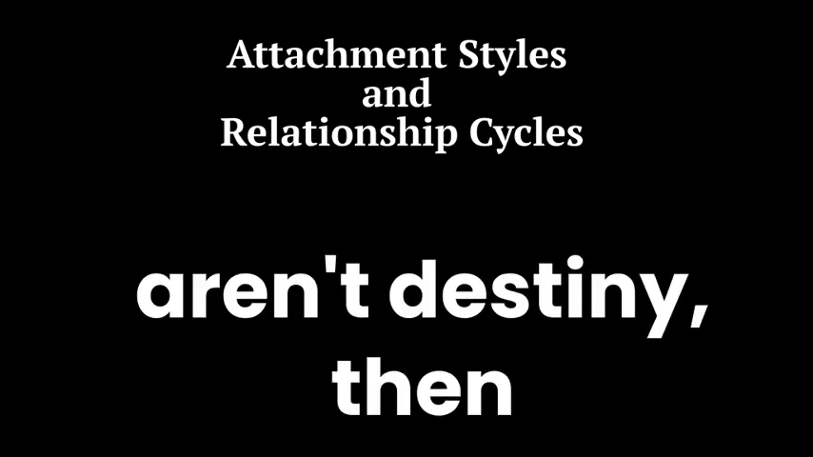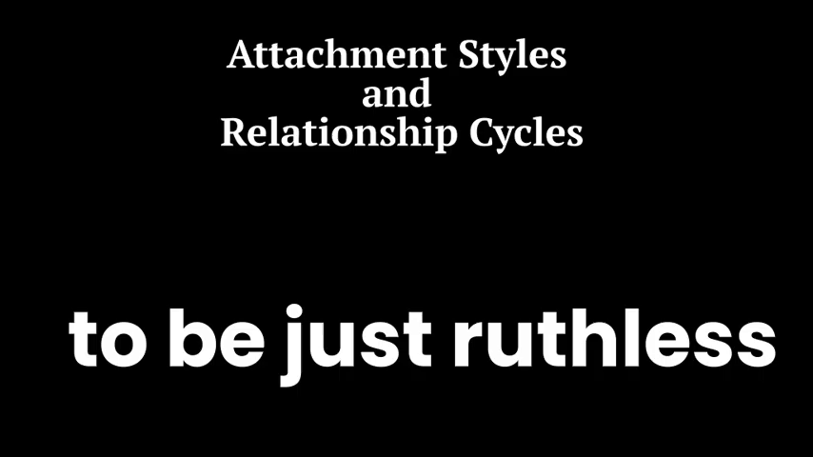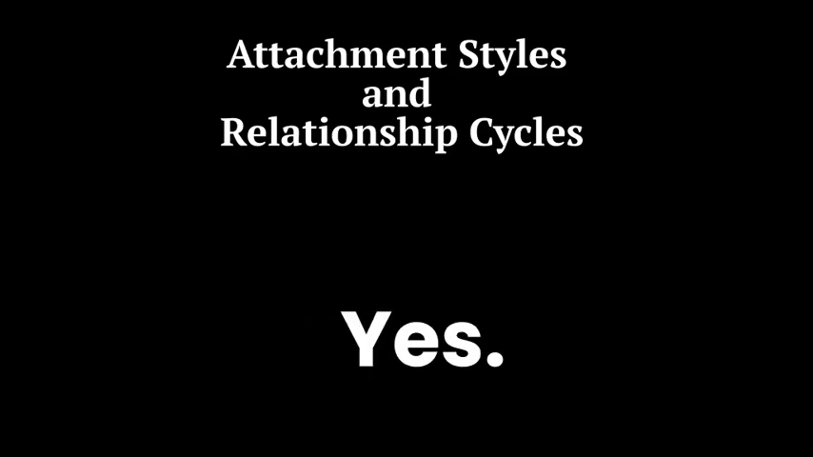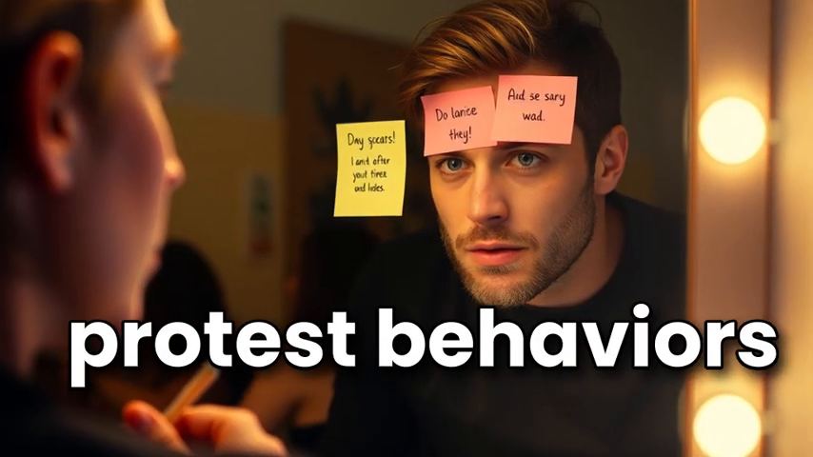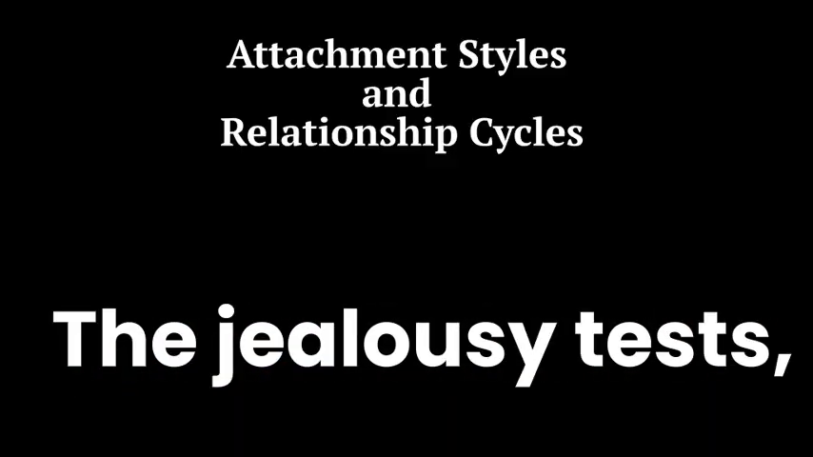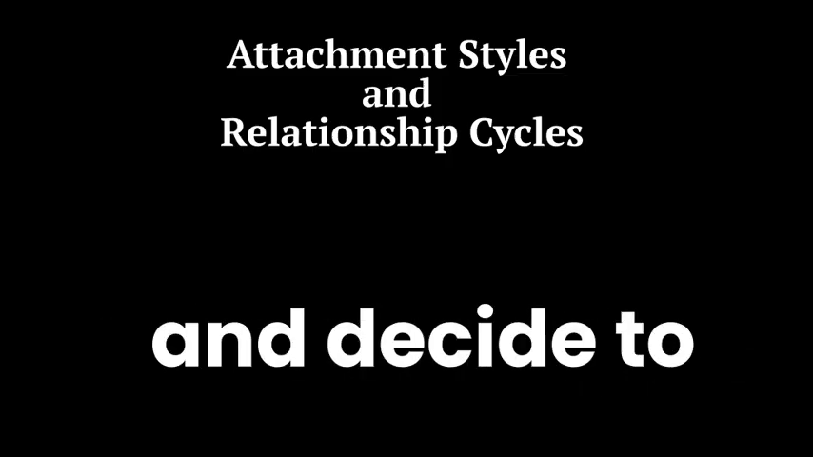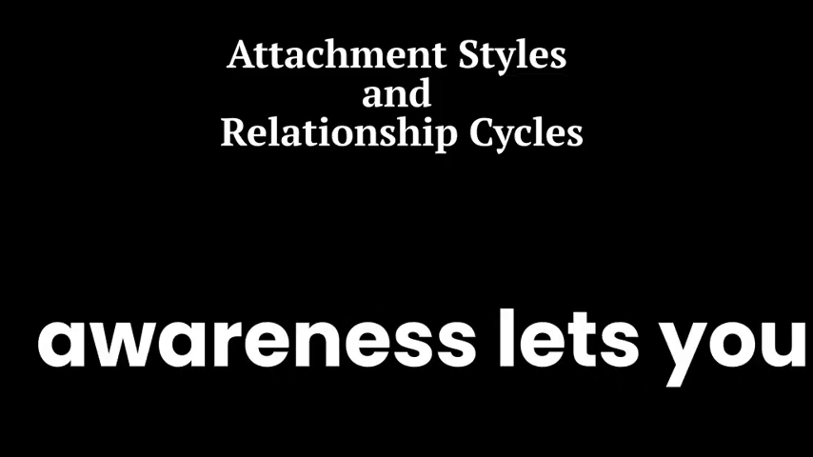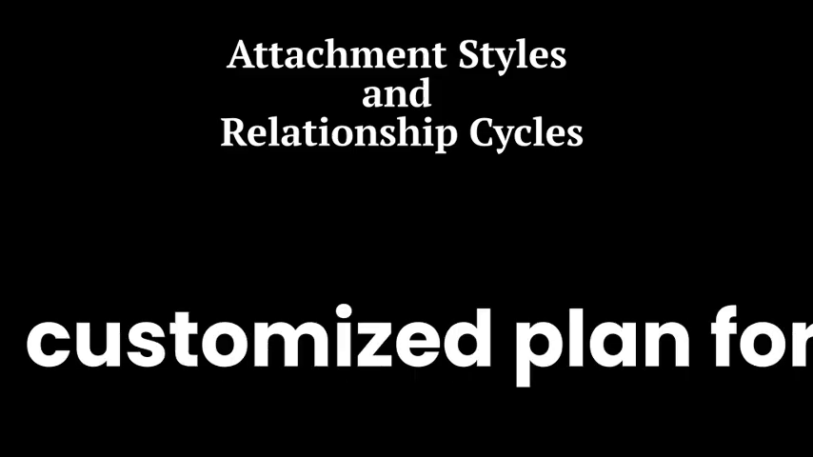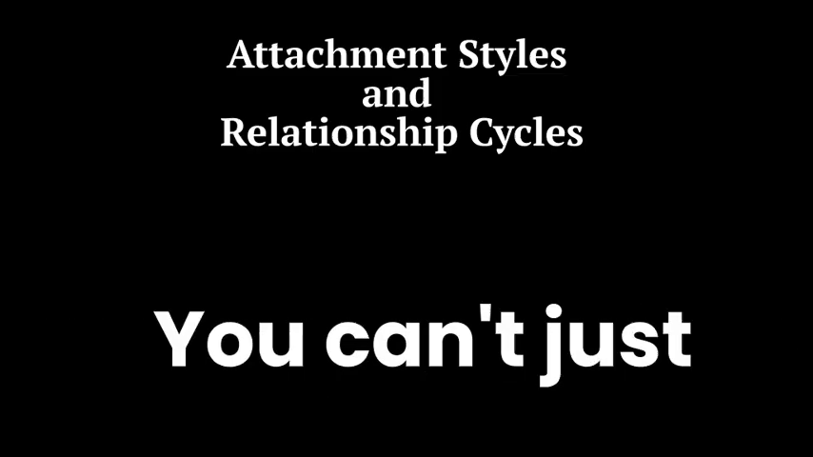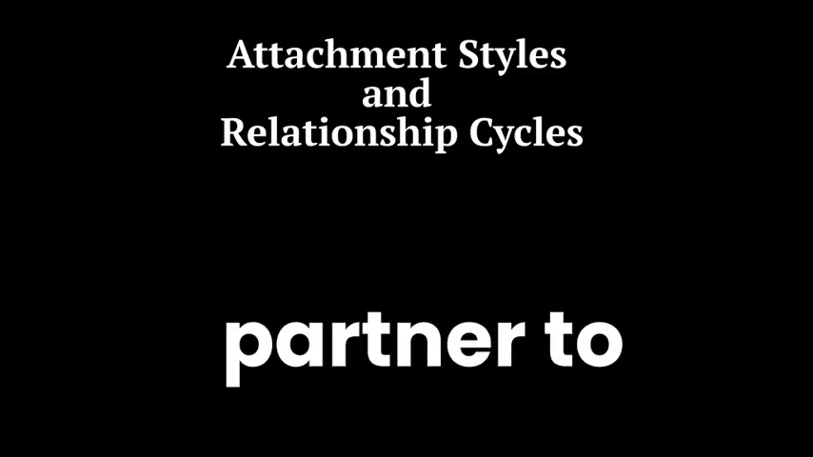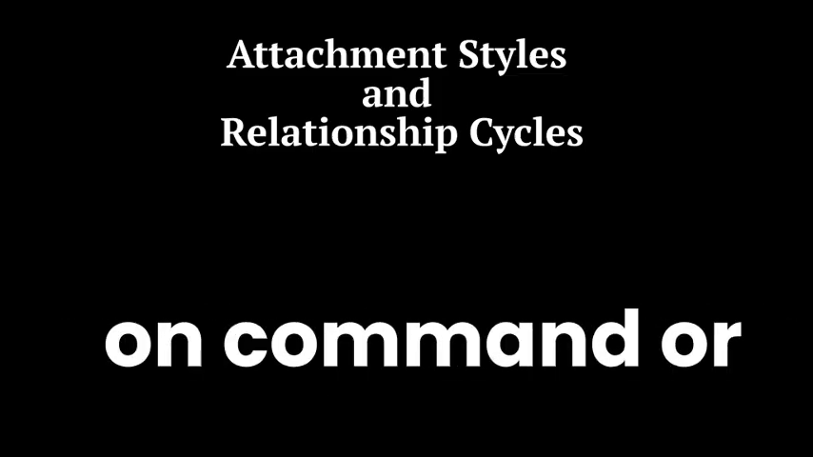If these styles aren't destiny, then the first step has to be just ruthless self-awareness. Yes. You have to be able to spot your own protest behaviors in the moment. The jealousy tests, the strategic silent treatment, the ghosting, and decide to interrupt it. Because that awareness lets you create sort of a customized plan for managing conflict. You can't just tell an avoidant partner to be more vulnerable on command. Or tell an anxious partner to just calm down.